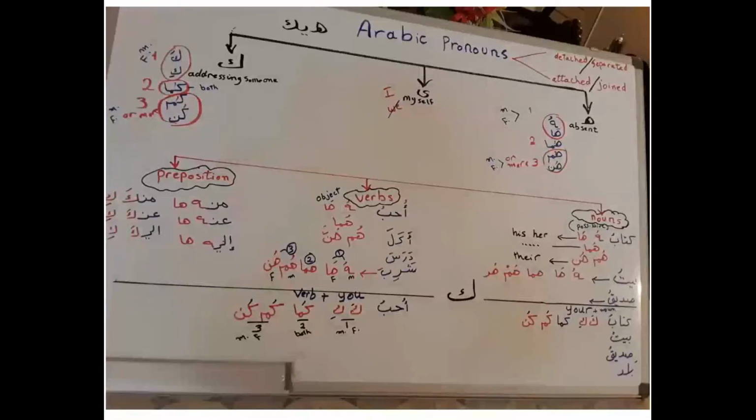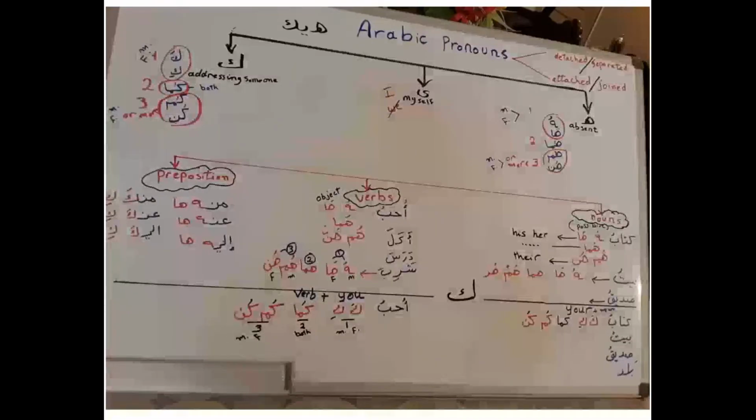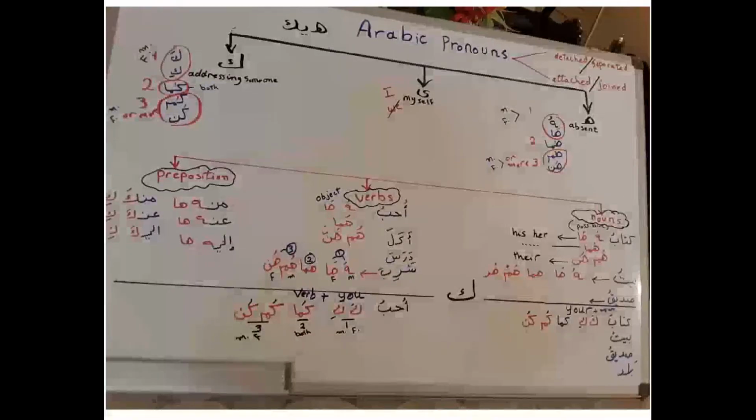أحب, أكل, درس, شرب. It is always the same. But when the object changes from male to female, you change the pronoun. There is ha, who, huma, hum, like that. So it is relative to the object. It is not relative to the verb.